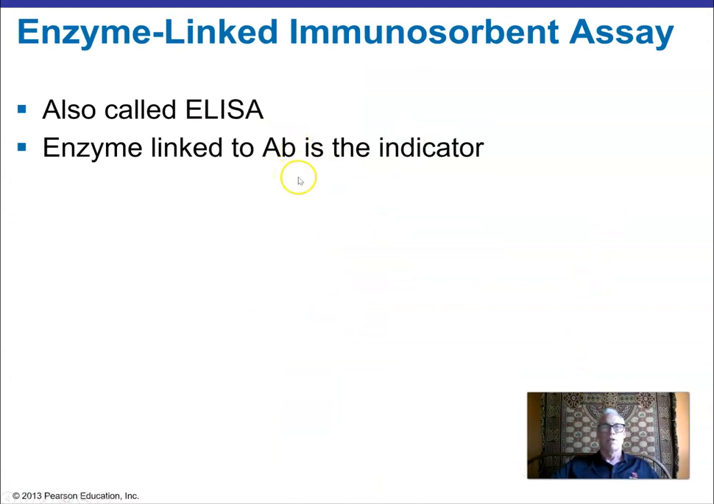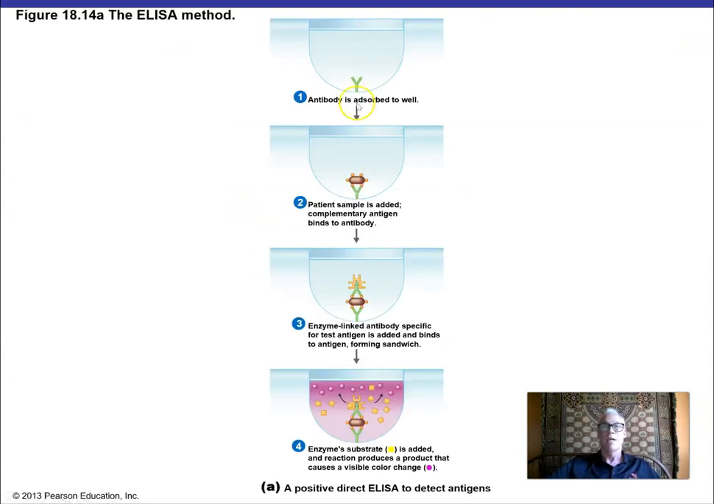ELISA, we have looked at this before. Enzyme-linked immunosorbent assay is what that stands for. It's a kind of sandwich assay, and you take a plastic plate with either square or round bottom wells like this, and you can either coat it with an antibody or with an antigen. In this case, we're going to coat it with an antibody first. It's called a direct ELISA to detect antigens.